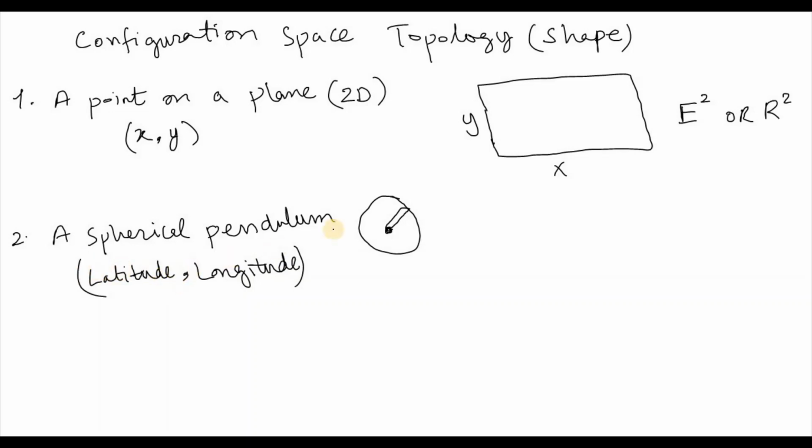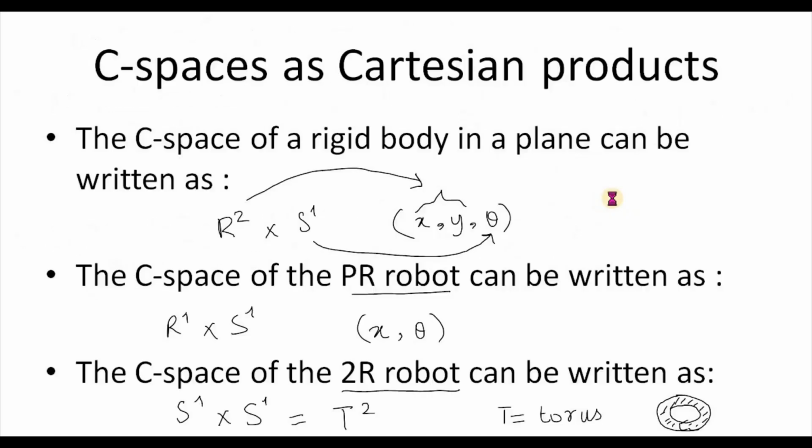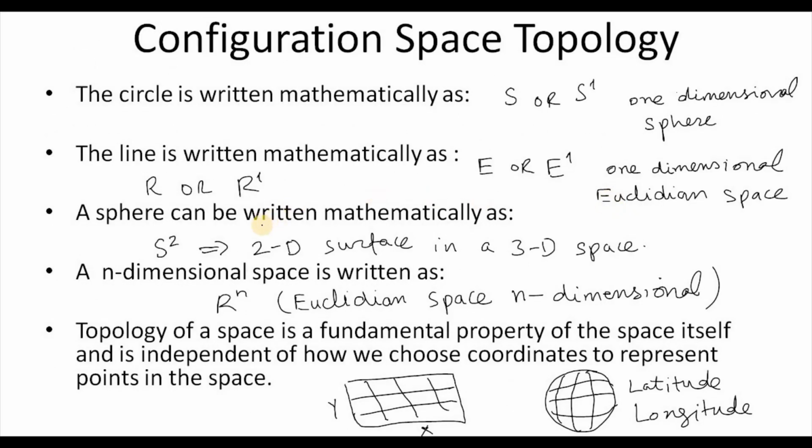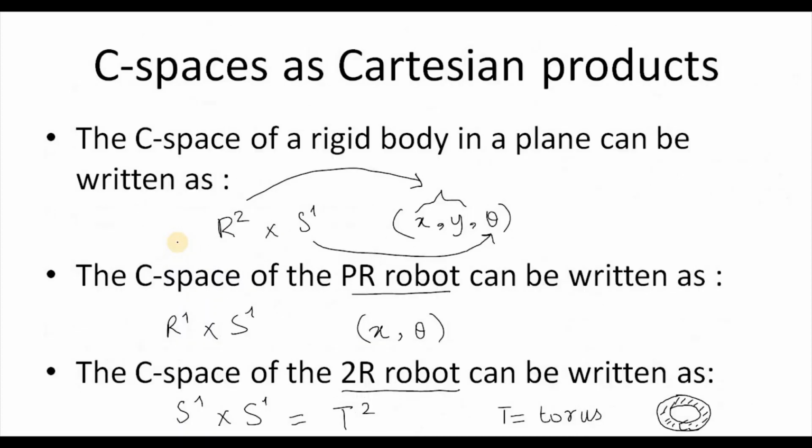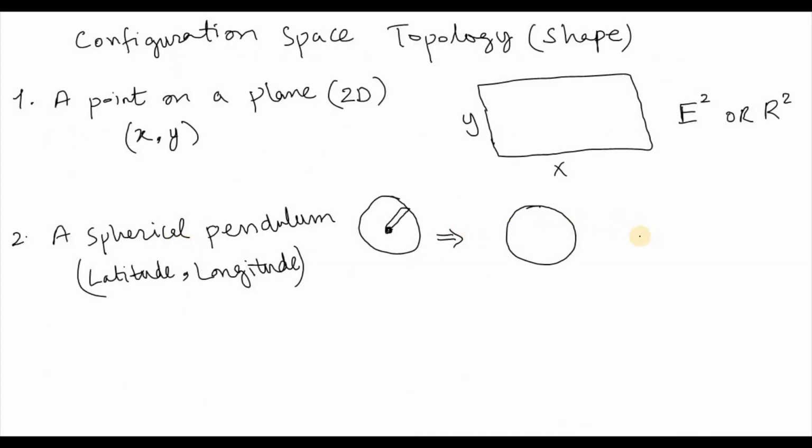So its configuration space is two angles, and its topology will look like a sphere. You know mathematically how we represent a sphere, we have already seen that here. A sphere can be written as S^2. So the configuration space will look like a sphere, a ball.